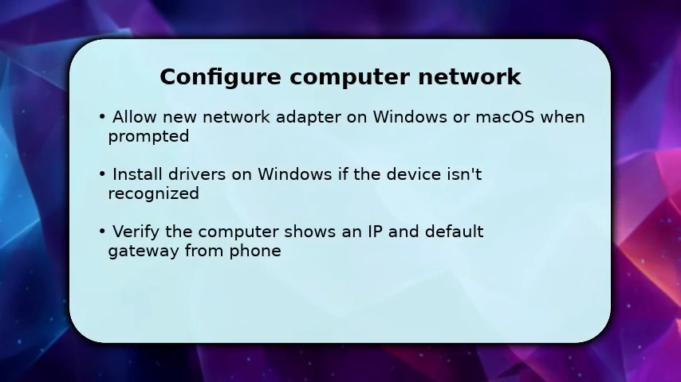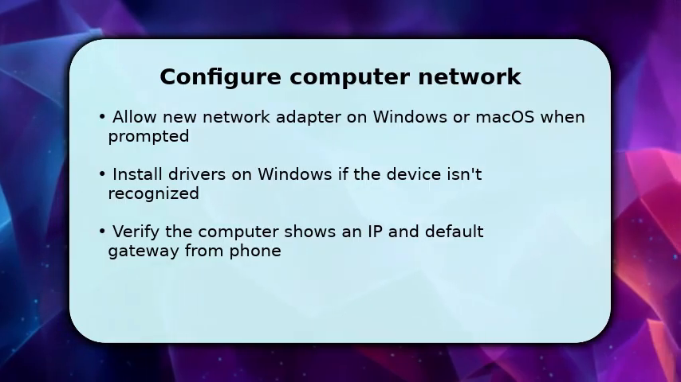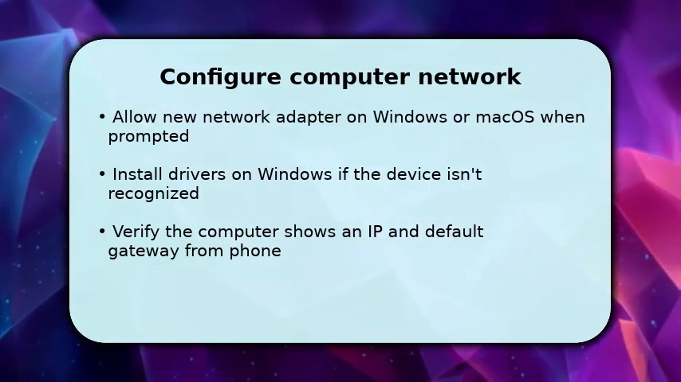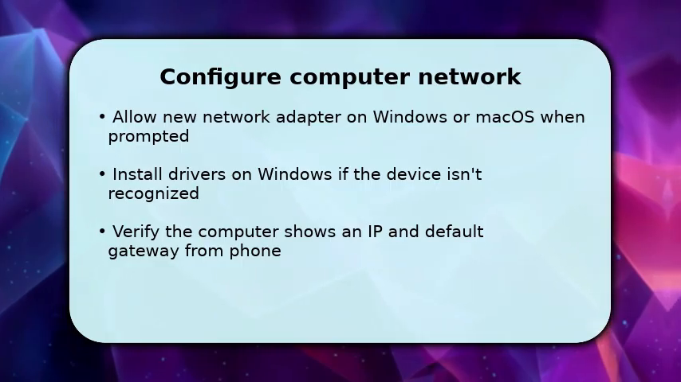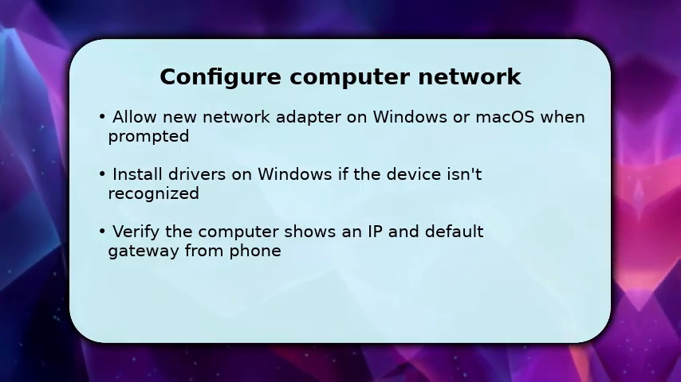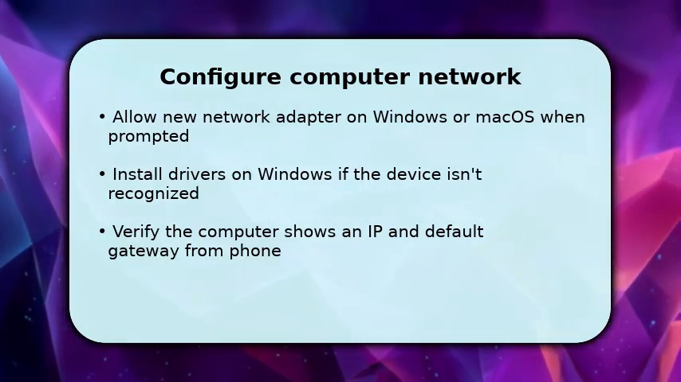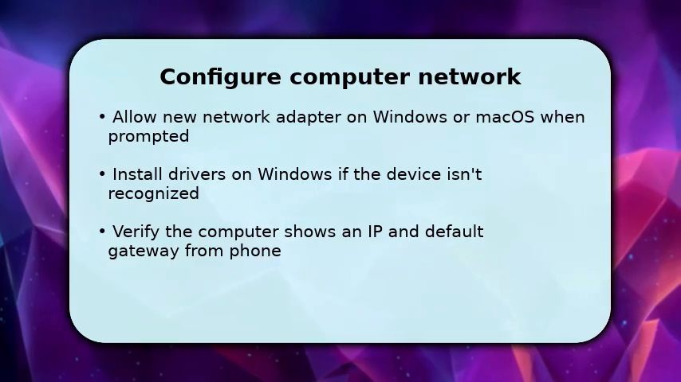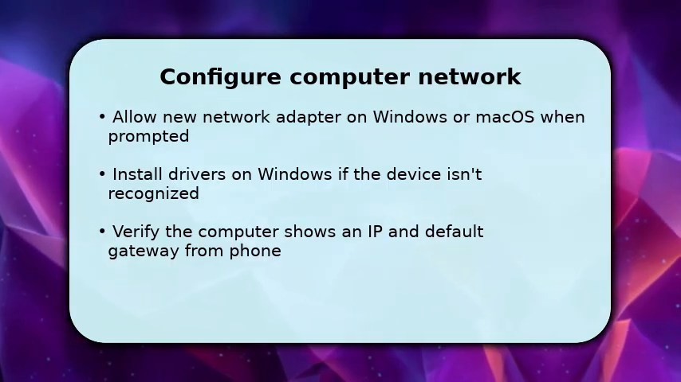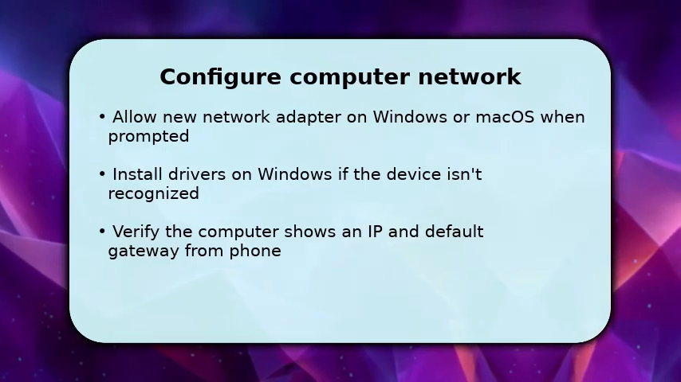Once done, switch to your computer and accept any prompts to add a new network. On Windows, open Network Connections to confirm a new Ethernet or mobile adapter. Install drivers if it shows unknown device. On Mac OS, check Network Preferences for a USB interface and set it to DHCP.